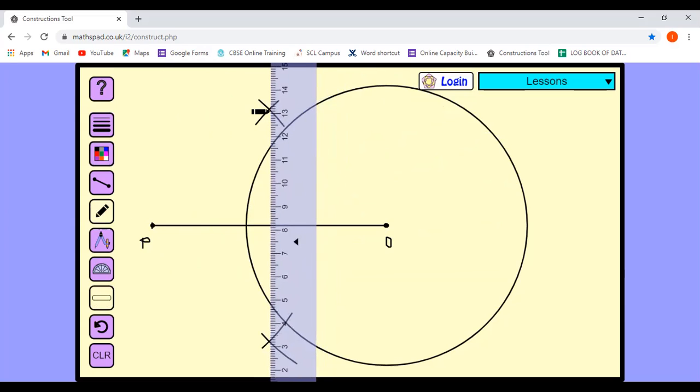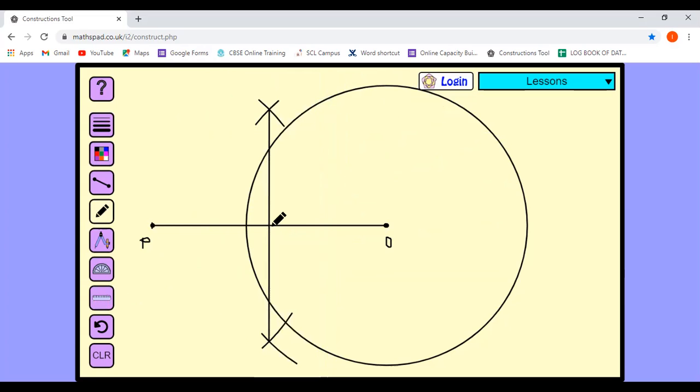Whenever you're joining, make sure you leave a little bit of gap so that you will get the exact point. Okay, now we got the midpoint on the perpendicular bisector. Let's take that to be M. Now let us take the compass again and place it at M, taking the radius equal to PM or OM, because it is the bisector, isn't it? So it is supposed to be equal.